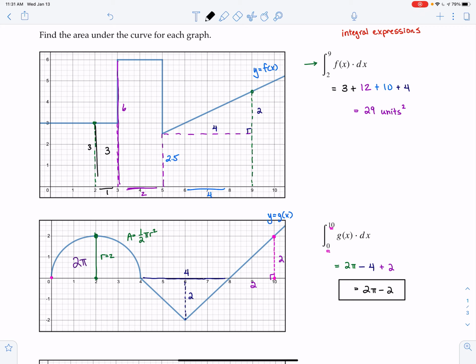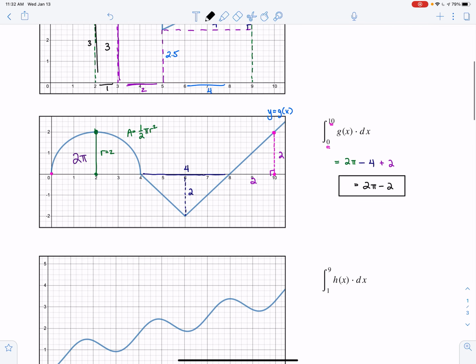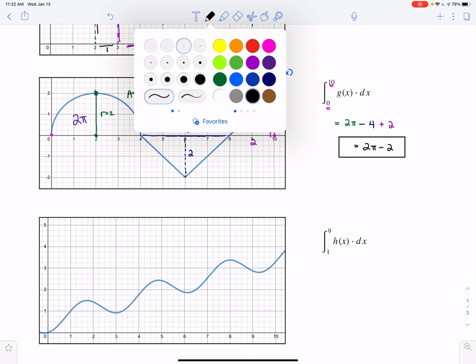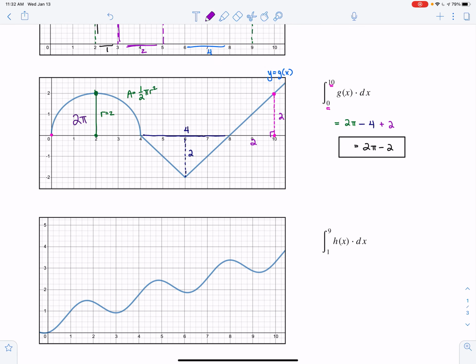And that's wonderful. But I hate to break it to you that most of the curves or functions we're dealing with aren't made up of circles and rectangles and triangles. Often they are curves that look like this. And here is where we get into trouble because the integral expression's meaning does not change. I am looking for the area under this curve from x equals 1 as my left bound to x equals 9, which is my right bound.